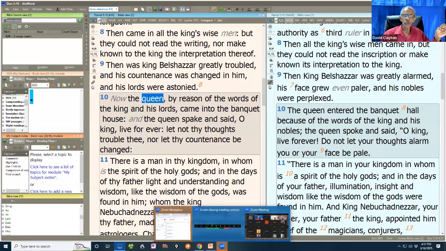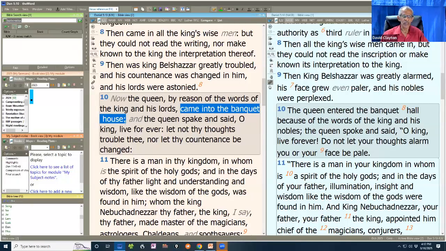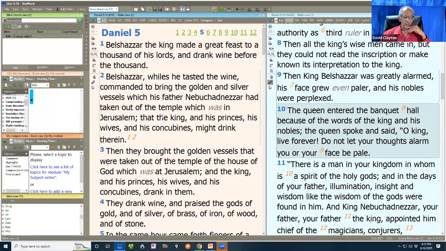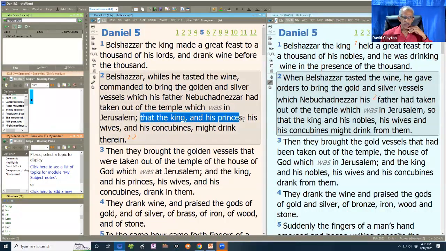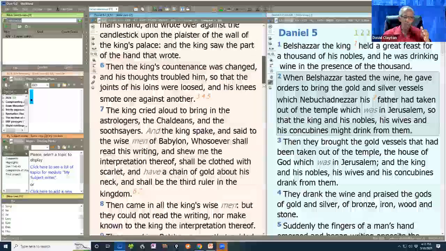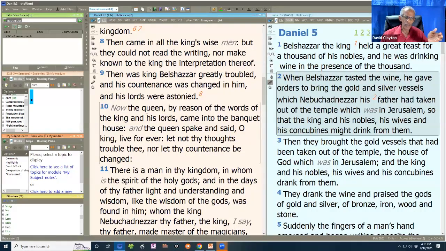This woman knew the history of the kingdom and understood a little bit. So it says, now the queen, by reason of the words of the king and his lords, came into the banquet house. This lady hears that something is going on. And another reason why I don't think it's Belshazzar's wife is because of what it says, that the king and his princes, his wives and his concubines might drink therein. So his wives were there, and so were his concubines. So this queen is clearly not the wife of Belshazzar. She is believed to be his mother. We would say today the queen mother, right?